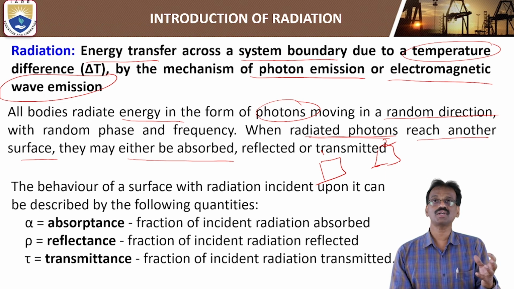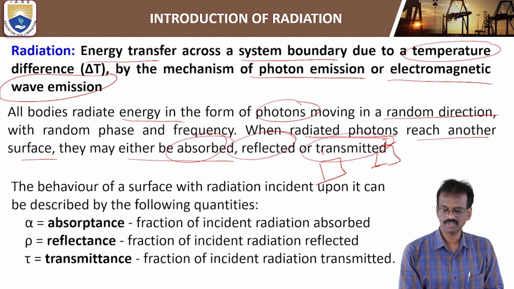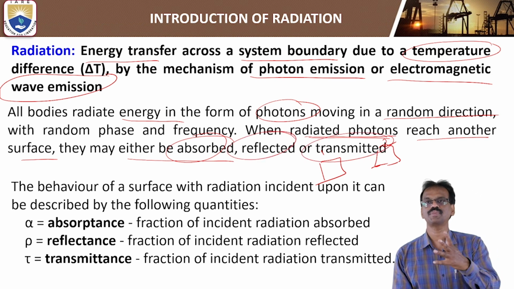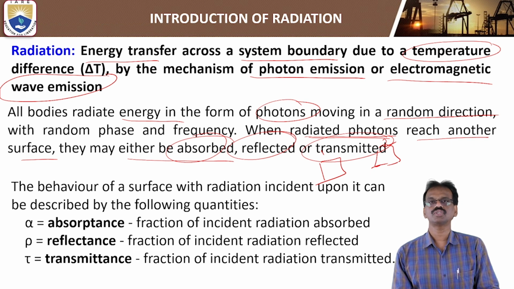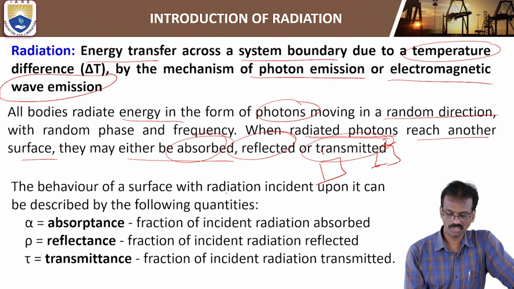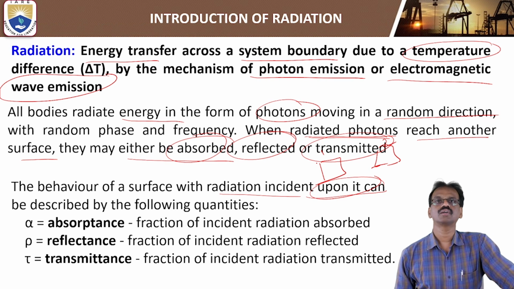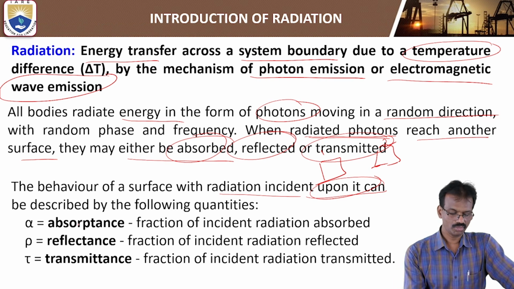One is some energy will be absorbed, some may be reflected, some may be transmitted. So absorption, reflection and transmission depend upon the type of material. So we'll see the behavior of this surface with radiation. Here three types of conditions: absorption, reflection and transmission.